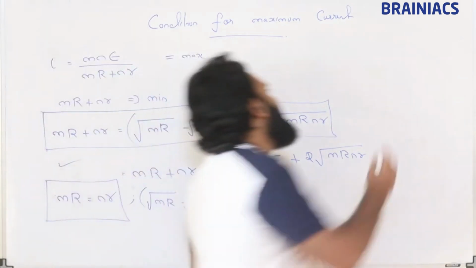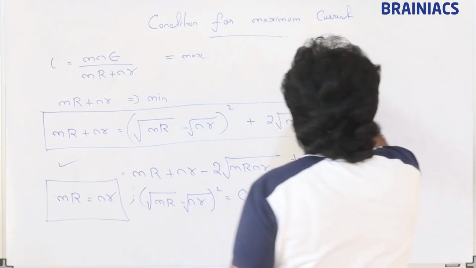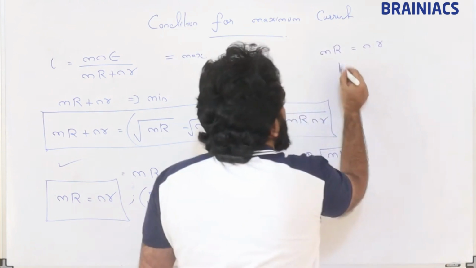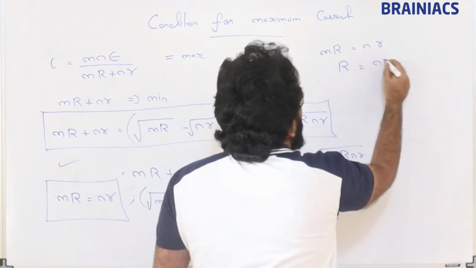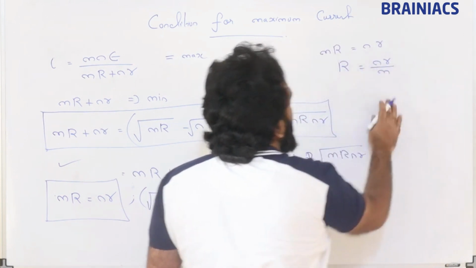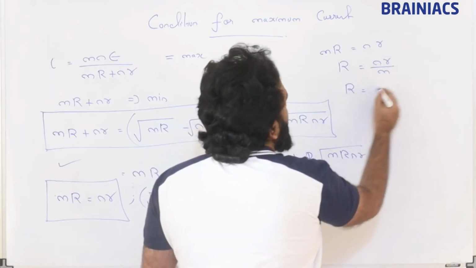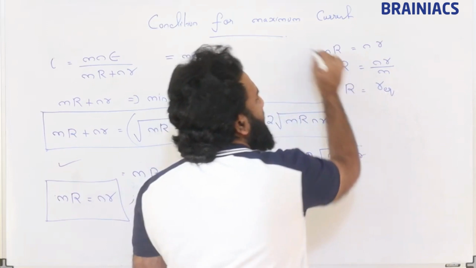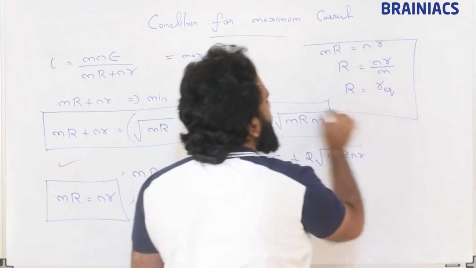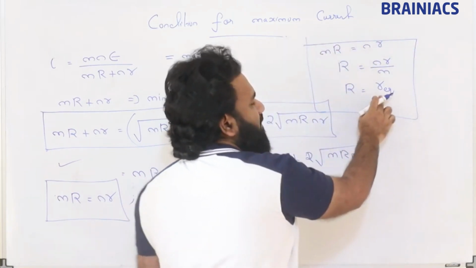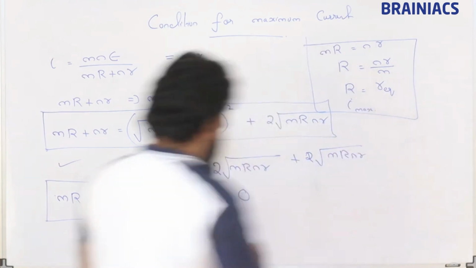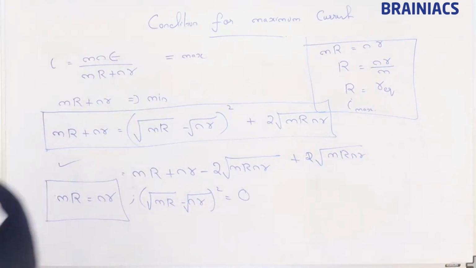Now suppose we write MR is equal to NR. So if we write R is equal to NR divided by M, this is nothing but R is equal to internal resistance equivalent. So if external resistance is equal to internal resistance equivalent, we will be getting maximum current. Note it down.